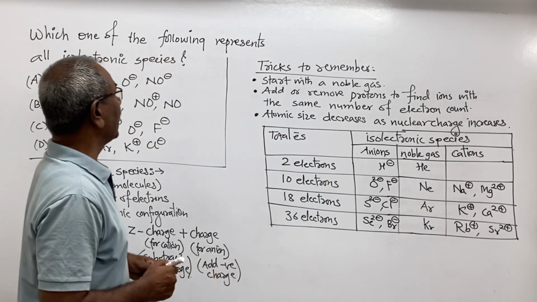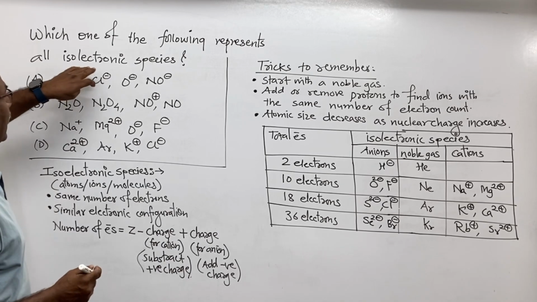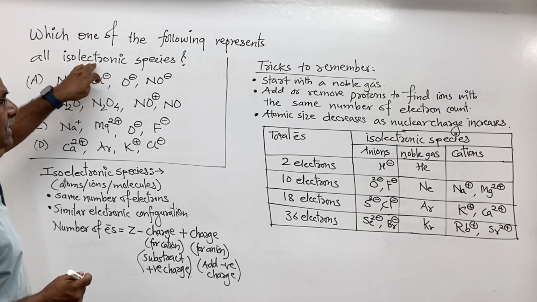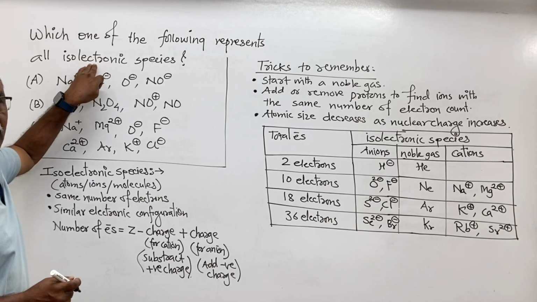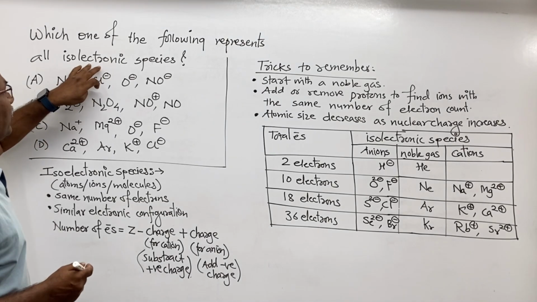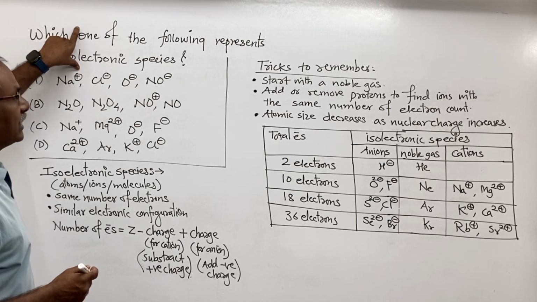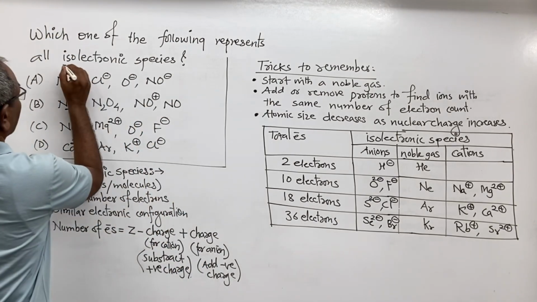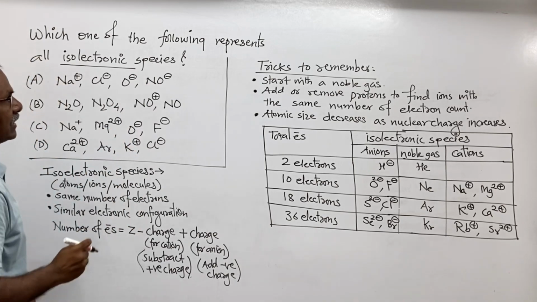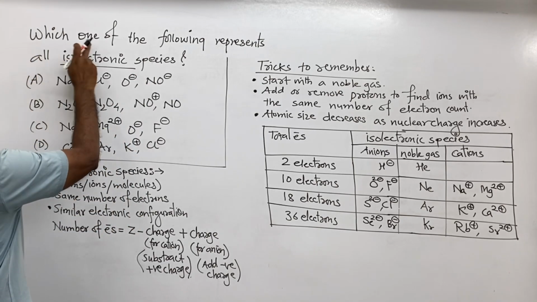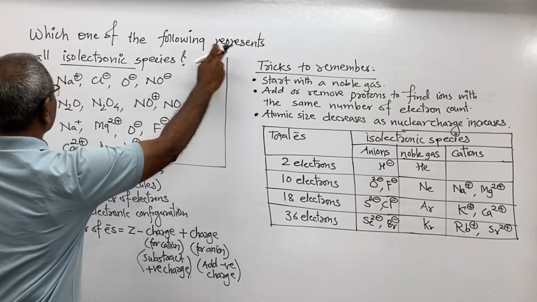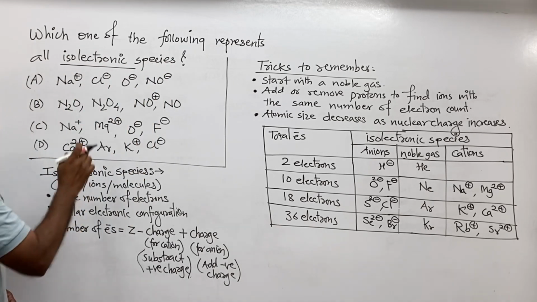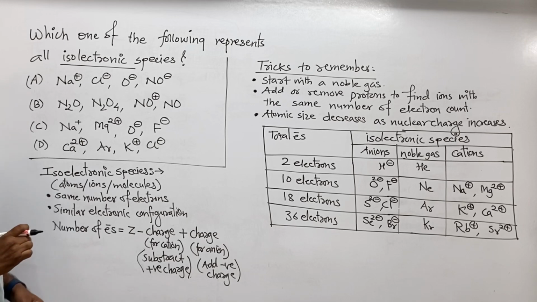In this video, I am going to discuss the most important multiple choice question which may be asked in upcoming NEET or JEE entrance examination. This question is from chemical bonding and based on the isoelectronic species. Now read the question. Which one of the following represents all isoelectronic species? Here four options are given.